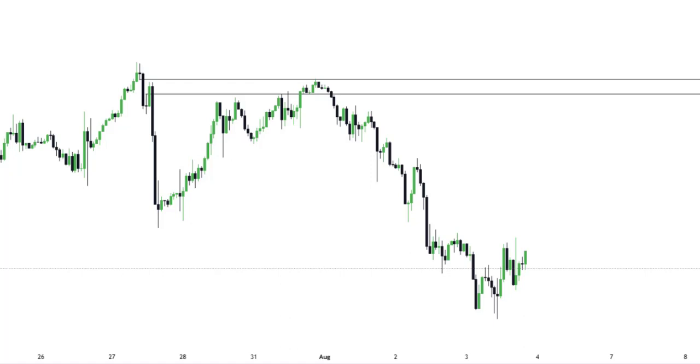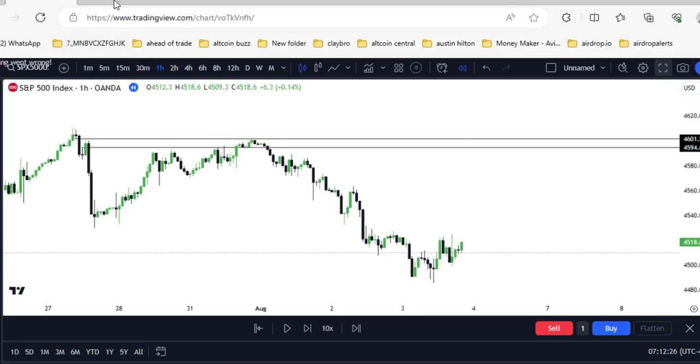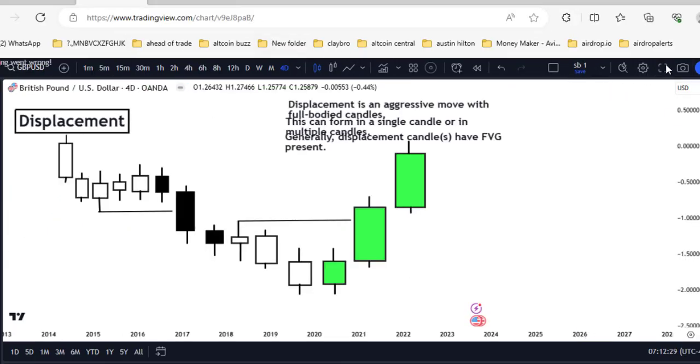So at the end of this video you are going to be learning how I identify my market structure shift and how I use them to trade. We are going to be starting with displacement because displacement helps us to easily identify a market structure shift. So we are going to be looking at what exactly is a displacement and how you can identify them on a chart.